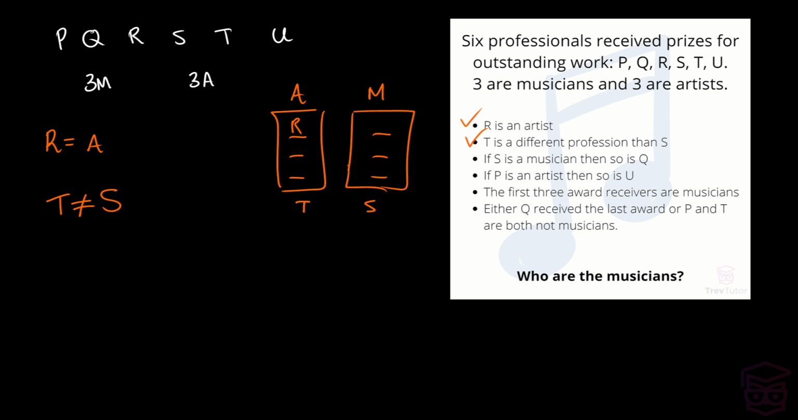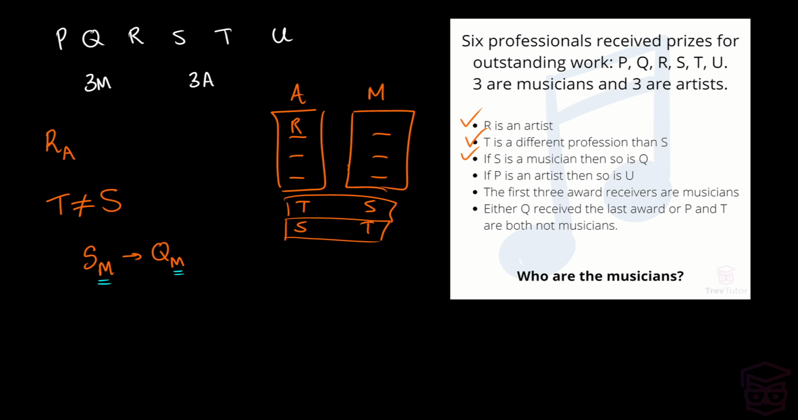I might annotate this as being TS or ST and put like a little box around them so we know it's one of these two. Okay, if S is a musician, then so is Q. So if S is M, that means that Q is M, and I'm going to subscript these just to save some notation so that way there's not a bunch of equal signs everywhere. In fact, now that I'm thinking about it, I might want to go back and say R equals A might be confusing, so I might just want to write RA. That way the T not equals to S can mean what we want it to mean.